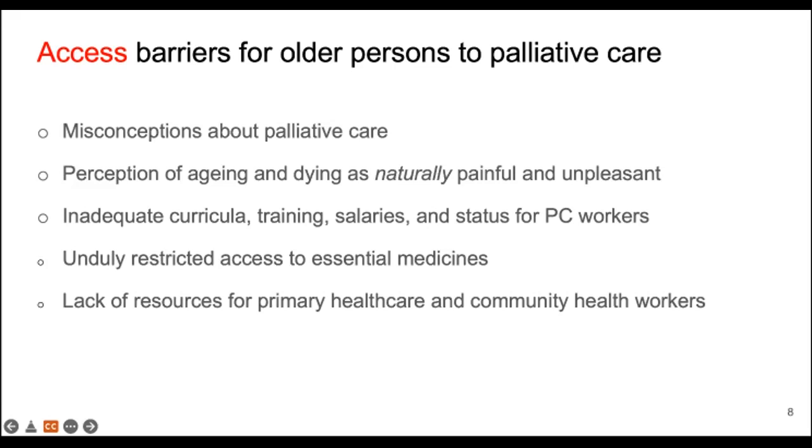and primary care, family medicine, and community health workers are under-resourced everywhere, although these are key to bringing services to older persons where they live, whether in their own homes, in nursing facilities, or in prison. Changing this situation requires organized and coordinated advocacy.